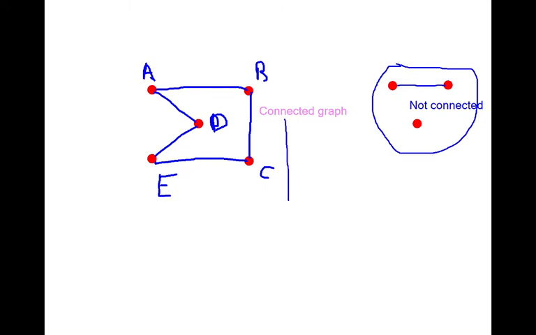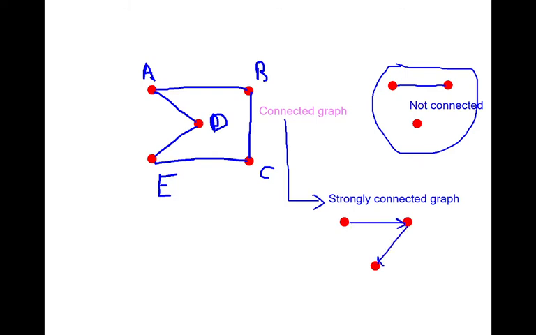Then within the category of connected graphs, there is the concept of a strongly connected graph. Now what is a strongly connected graph? A graph which is a directed graph and is also connected is called a strongly connected graph. Let me make it for you. For example, these three nodes, and then we have directed edges between them.